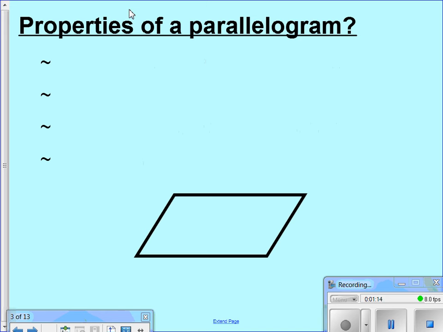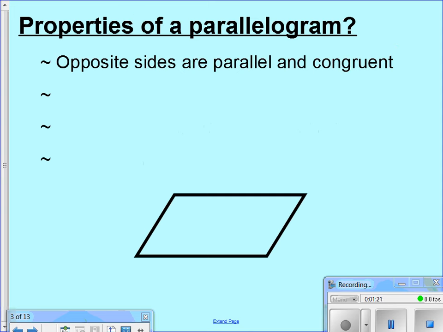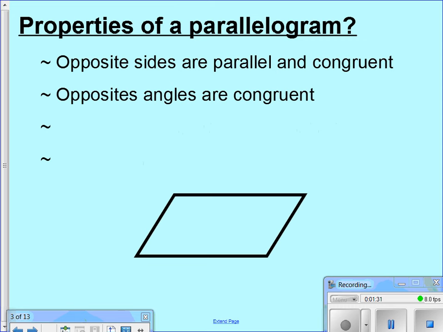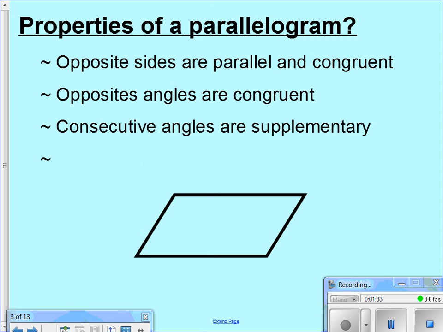So, parallelograms are our first one here. I'm going to fly through these. Now, it's less of a property and more of how we identify it. A parallelogram has opposite sides that are parallel and congruent. Also, opposite angles are congruent. Consecutive angles, meaning the angles next to each other, are supplementary.